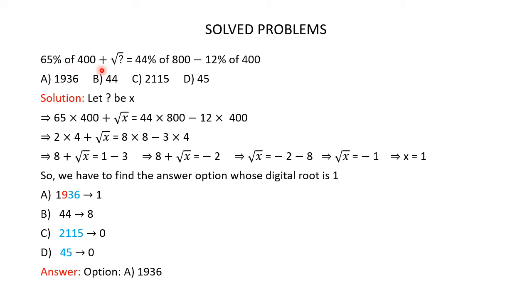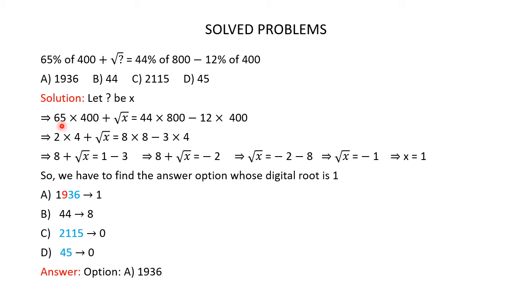65% of 400 plus square root of question mark is equal to 44% of 800 minus 12% of 400. You are given 4 answer options and you have to select which of these options can replace the question mark in the given equation. Now let question mark be x. Also you can ignore the percentage signs in these numbers. Also replace "of" with multiplication sign.